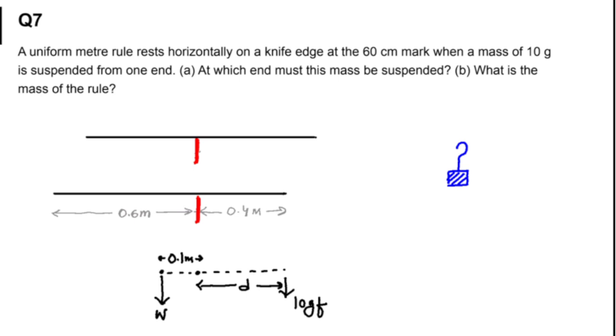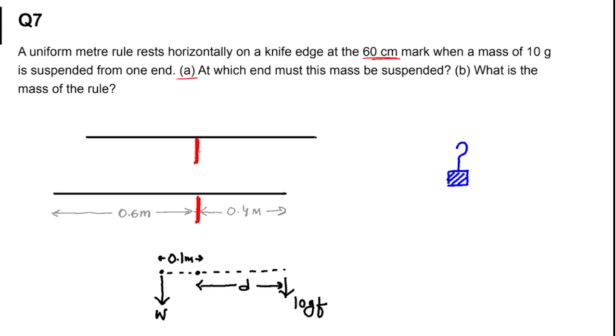A uniform meter rule rests horizontally on a knife edge at the 60 centimeter mark, or we can say 0.6 meters, when a mass of 10 gram is suspended from one end. A. At which end must this mass be suspended? B. What is the mass of the rule? So we have to calculate what is the mass of the rule and also which end our 10 gram mass should be suspended.